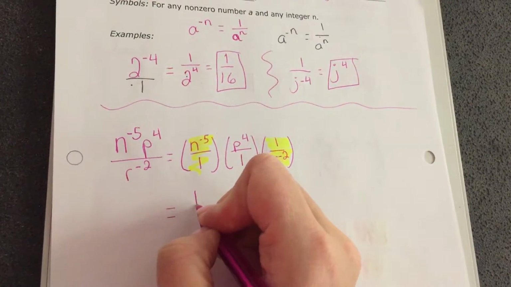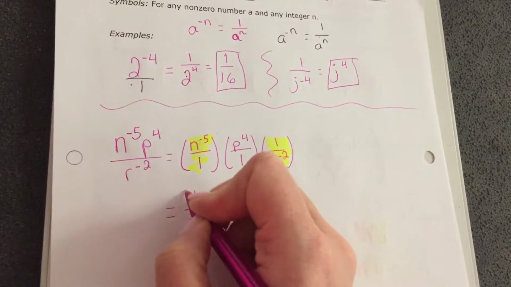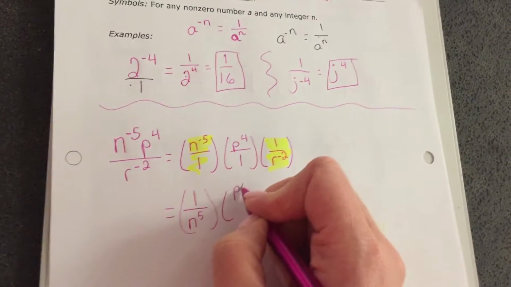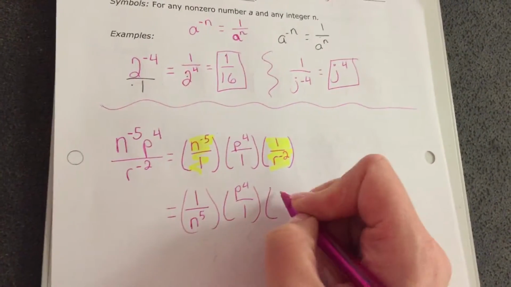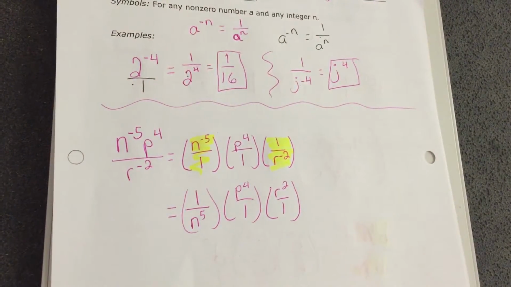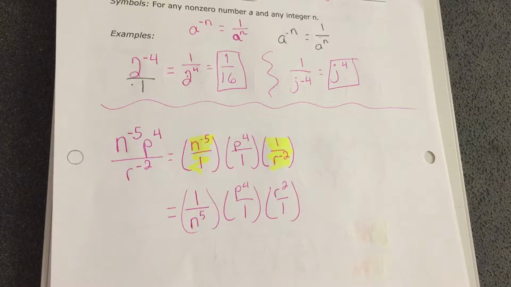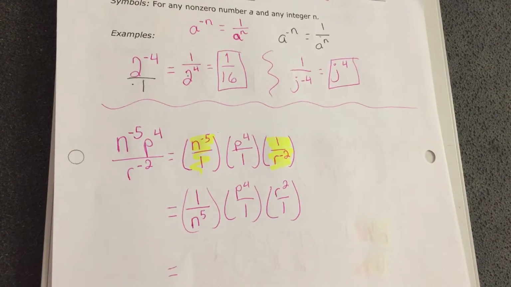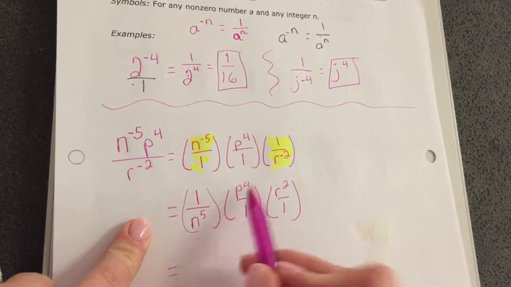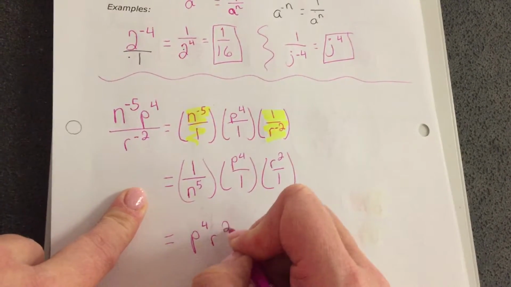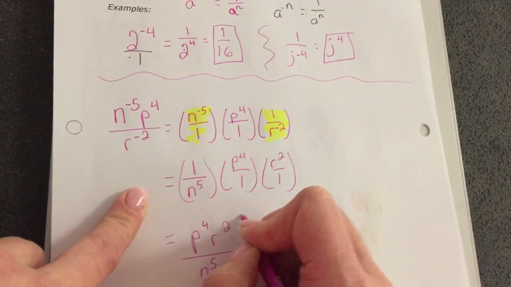Okay, so how do I do the reciprocal? I just write it n to the 5th. It's now positive because it's the reciprocal. I do not mess with p to the 4th because it was already positive. And now I'm going to do r squared over 1. If I moved it from the denominator to the numerator, it made it a negative to a positive. And we know when you multiply by 1, you do not have to write the 1. Because 1 times p to the 4th is just p to the 4th, right? So my answer is p to the 4th, r squared over n to the 5th.